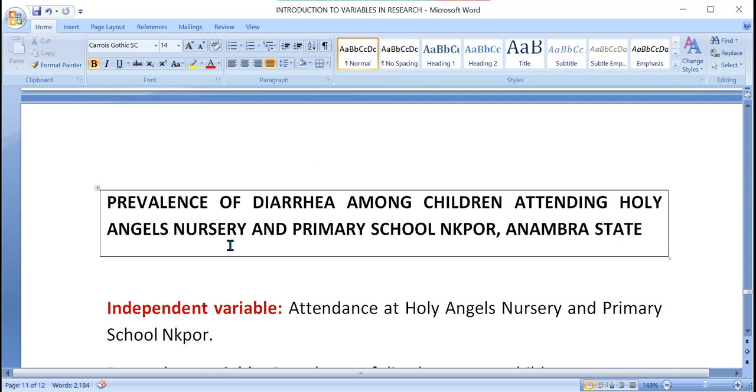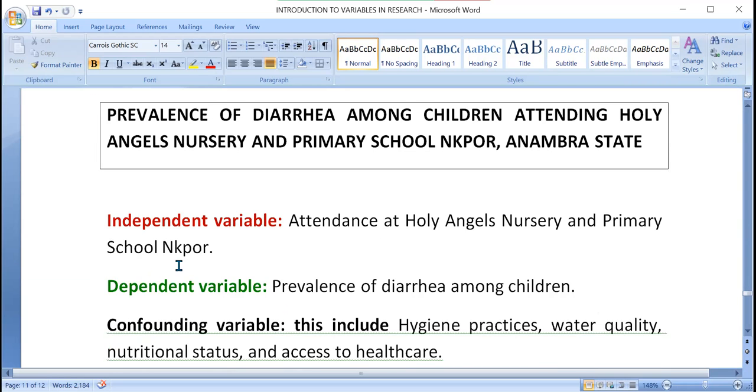Another research topic is prevalence of diarrhea among children attending Holy Angels Nursery and Primary School in Anambra State. The independent variable is attendance at Holy Angels Nursery and Primary School, whereas the dependent variable is the prevalence of diarrhea among children. Now, why is attendance the independent variable? It is what we are trying to study.